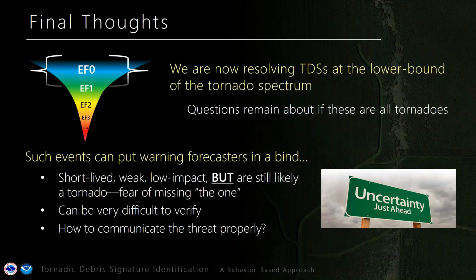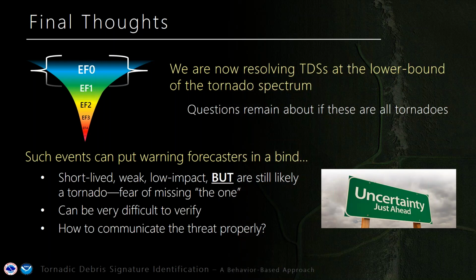And so, final thoughts: we really are resolving TDSs at the very lower bound of the tornado spectrum. And there are valid questions that remain if all of these are tornadoes, and that's why the storm surveying aspect and the aerial data aspect has really helped push the confidence in what these signatures are much, much more than it was even 5 years ago. And as Walker put it, these events put warning forecasters in a bind, and they're very short-lived, usually low impact. Most of the time, you'll never even hear about them, but there's always the fear of missing the one. And we all have what the one is in the back of our mind. And these can be very, very difficult to verify.